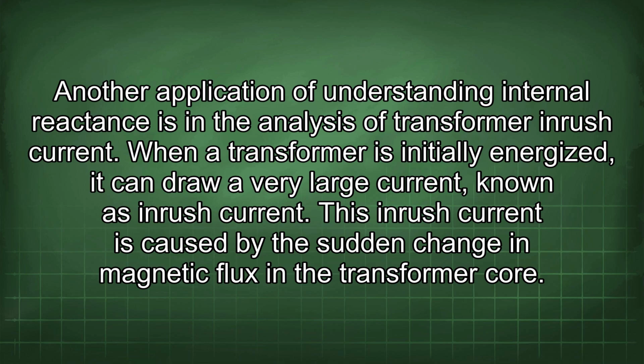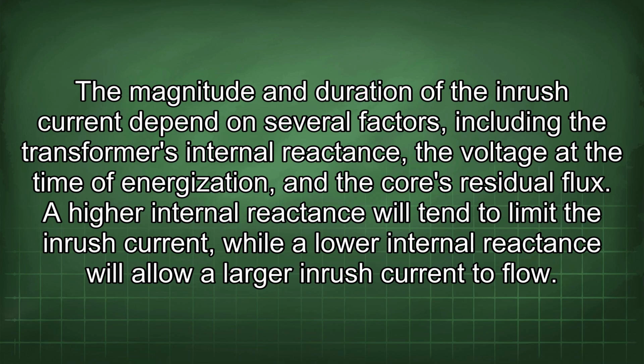When a transformer is initially energized, it can draw a very large current, known as inrush current. This inrush current is caused by the sudden change in magnetic flux in the transformer core. The magnitude and duration of the inrush current depend on several factors, including the transformer's internal reactance, the voltage at the time of energization, and the core's residual flux.